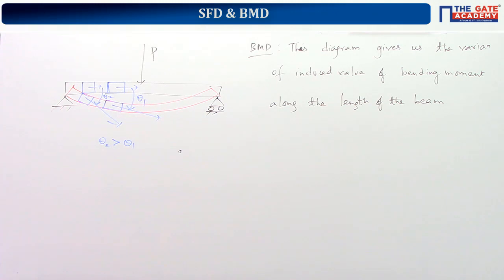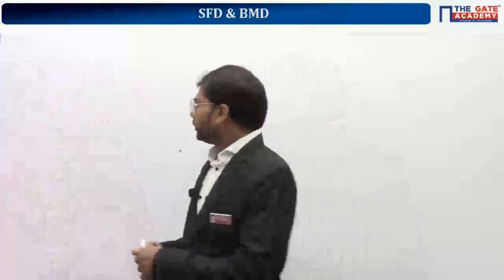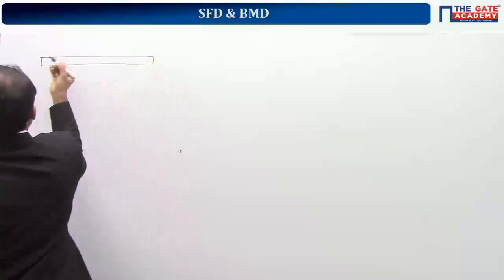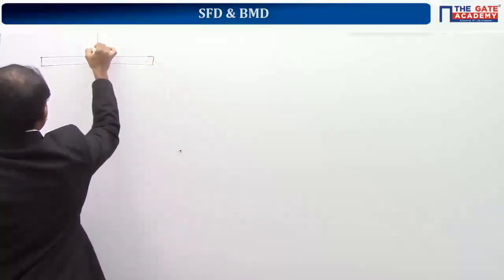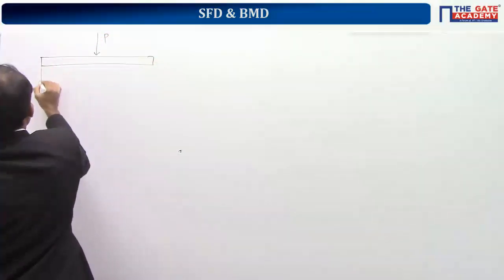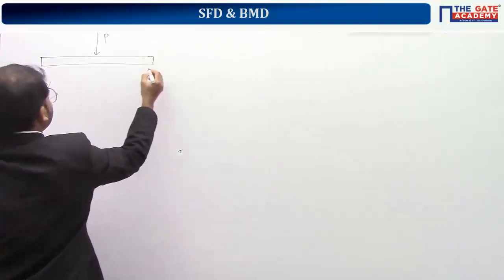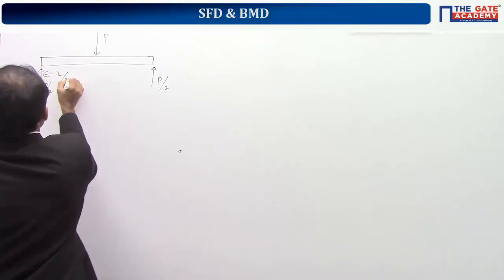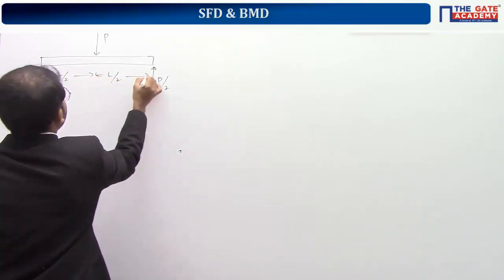We'll take an example and find out shear force and bending moment at some location along the length of the beam. Okay, let's go ahead. I'm taking the example like this. It's a simply supported beam having a point load in the middle. So obviously you will be having a P by 2 force here and another P by 2 force here. This is L by 2. This is L by 2.